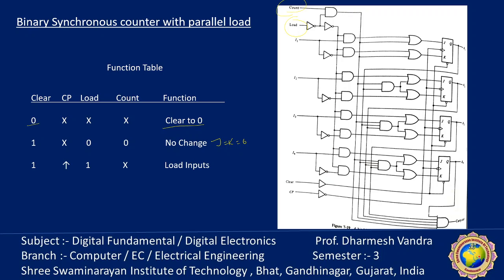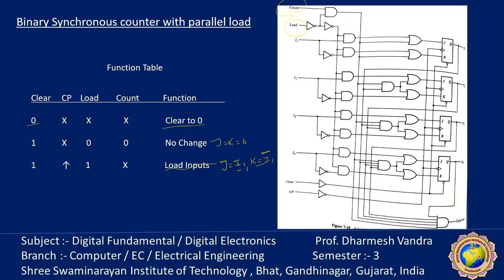Now, if clear is 1 and load is 1, then we can say that load is 1, so this will become 1. So this will become I1, so J is equal to I1 and K is equal to I1 dash. So we can directly say that if I1 is equal to 1, output is 1. If I1 is equal to 0, output is 0. So whatever the input I is, it is stored into the output A.